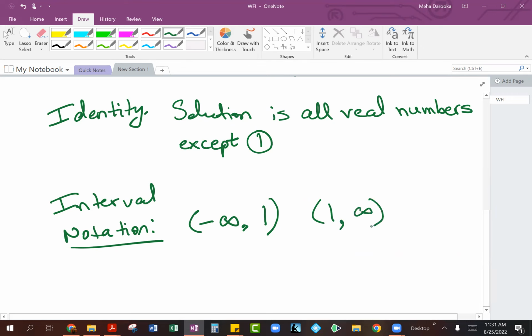So since we're having to break this down into two intervals, for interval notation, we use this symbol, which is called a union symbol. So it's kind of like you're adding, you're saying, okay, I have this interval, and then I'm combining it with this interval on the right-hand side.